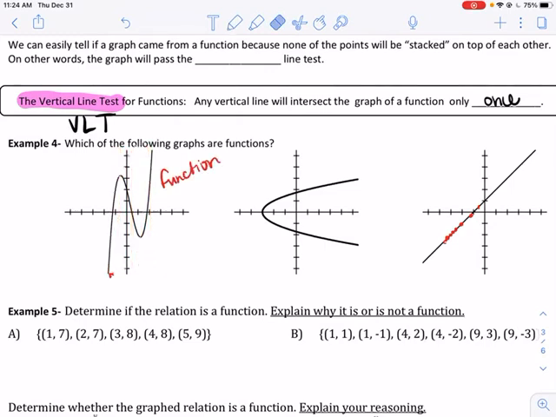Okay, let's look at the next one. Here, there's only one here, so that's great. Does that make it a function though? If at any point an input or an x has two outputs, then it's not a function.